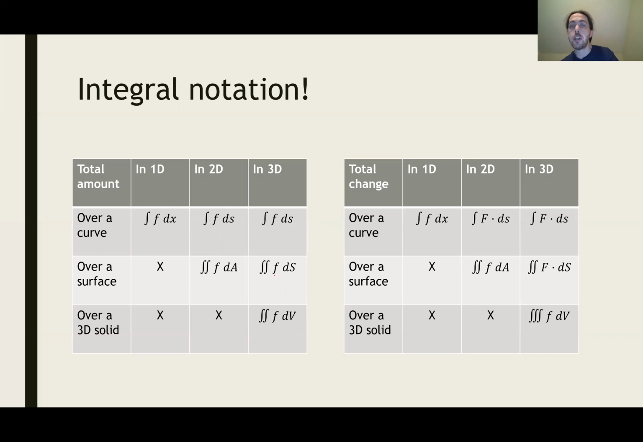Whereas for these total change integrals, we still write the ones over regions in basically the same way. For line integrals, we write them as an integral of a vector field dot ds, and for our surface integrals, we write them as an integral of a vector field dot d capital S.